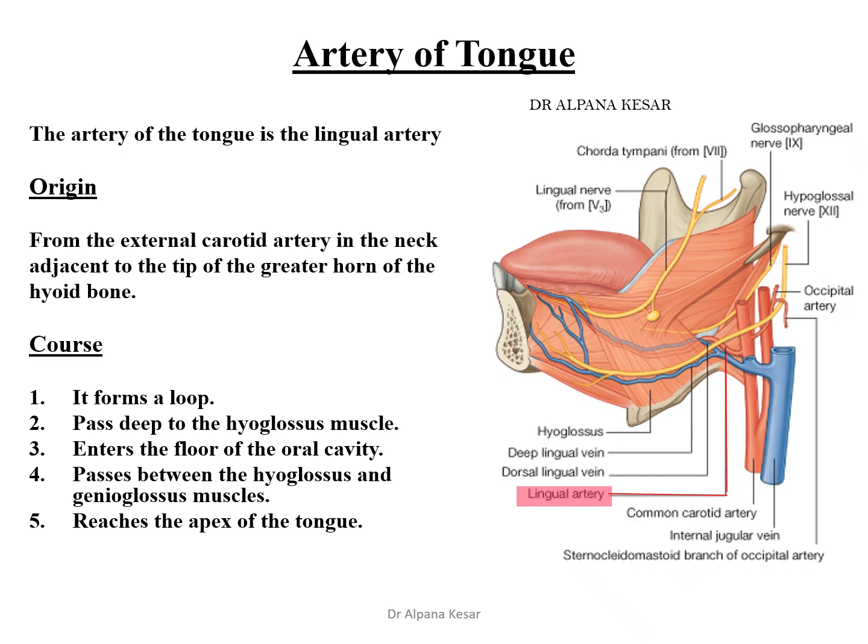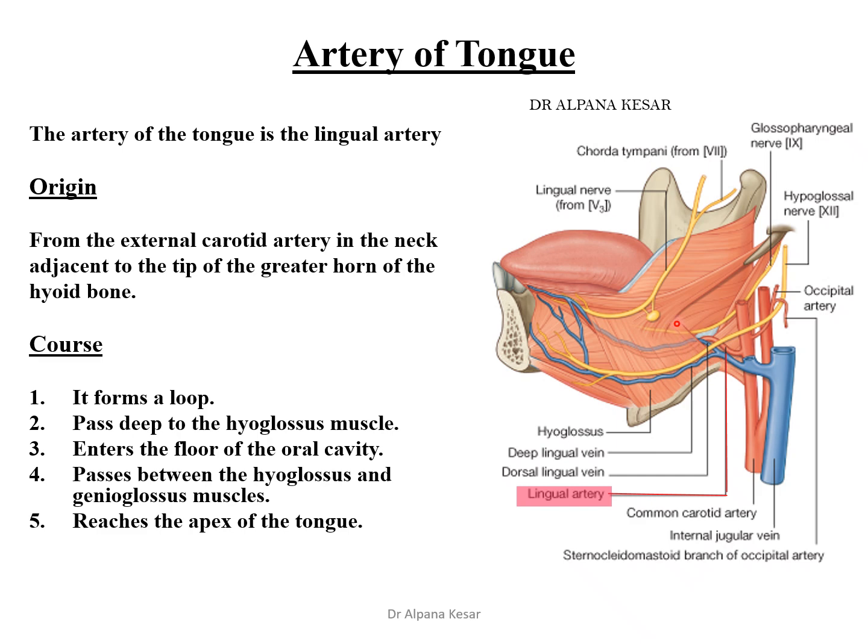Arterial blood supply of tongue. The artery of the tongue is lingual artery. Lingual artery is a branch of external carotid artery. It arises from the external carotid artery opposite the tip of the greater horn of hyoid bone. After originating from external carotid artery, the lingual artery forms an upward loop.